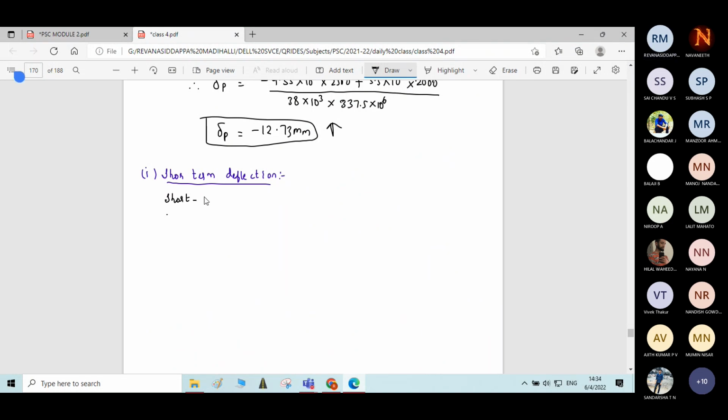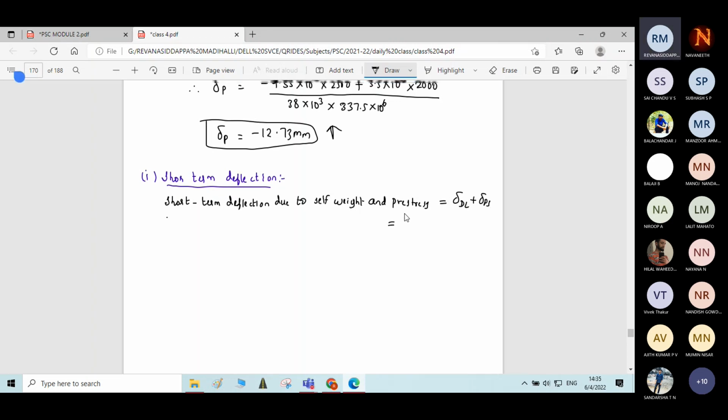Short-term deflection due to self-weight and pre-stress is equal to deflection due to dead load, that is self-weight, plus deflection due to pre-stressing force.